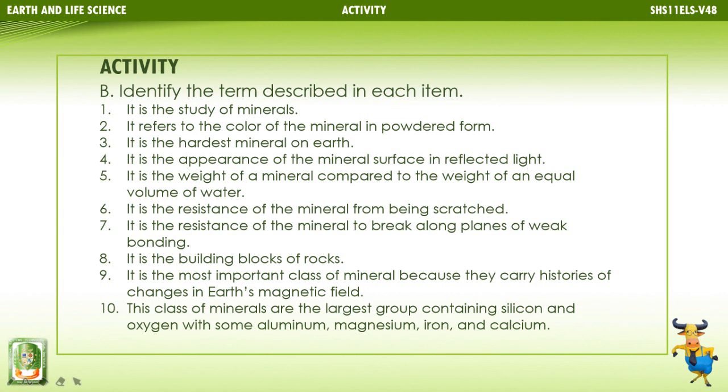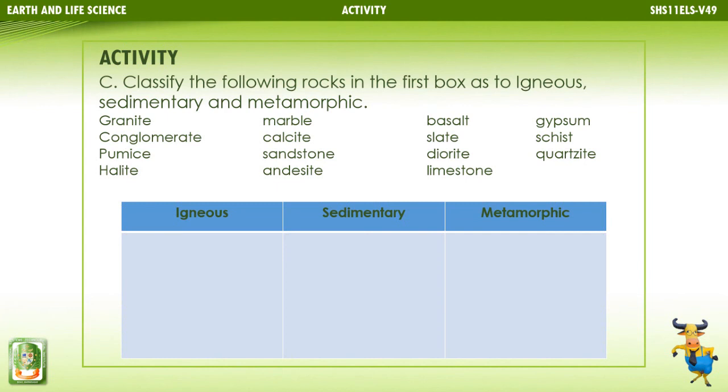8. It is the building blocks of rocks. 9. It is the most important class of mineral because they carry histories of changes in Earth's magnetic field. 10. This class of minerals are the largest group containing silicon and oxygen with some aluminum, magnesium, iron, and calcium. C. Classify the following rocks into igneous, sedimentary and metamorphic. Granite, marble, basalt, gypsum, conglomerate, calcite, slate, schist, pumice, sandstone, diorite, quartzite, halite, andesite, limestone.